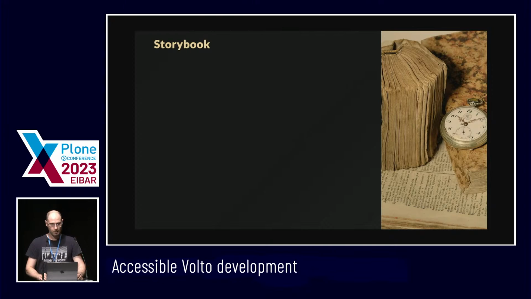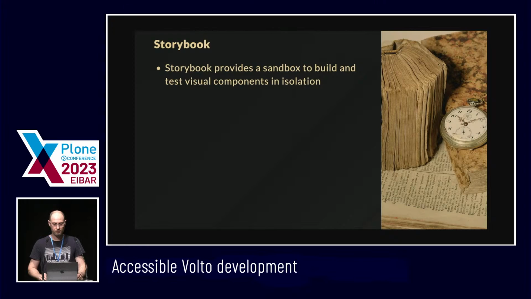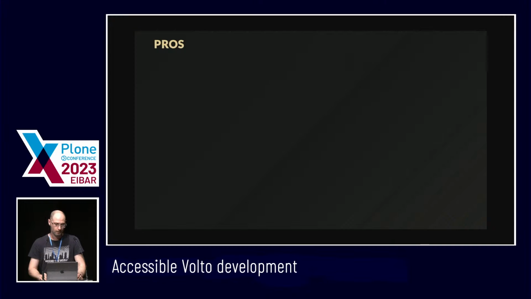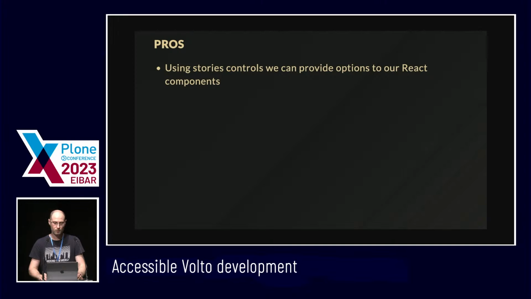Next, I'm going to talk about Storybook. Personally, I like Storybook. It provides a sandbox to build and test visual components in isolation. The good thing now, unlike 2 years ago when I presented what's new in Volto for developers, is that the setup for Storybook is done in all of Volto, not just core, but also the add-ons and the Volto project by using the Volto generators.